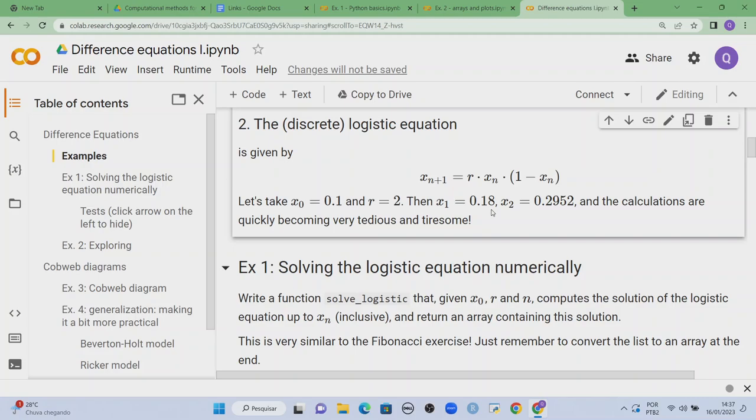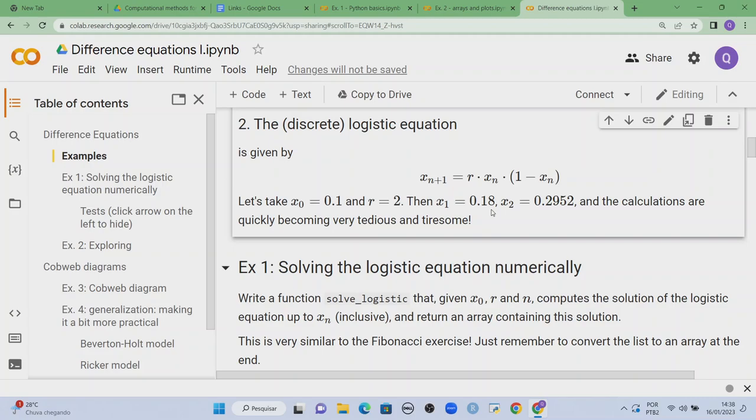So you start with some value here, I put 0.1, and r equals 2. Then if I substitute into this formula here, I have 2 times 0.1 times 0.9. I have 0.18, and then I put 0.18 back here. I have 2 times 0.18, it's 0.36 times 0.82. I have to take out the calculator right now to get this value here, almost 0.3. And so on and so on, okay?